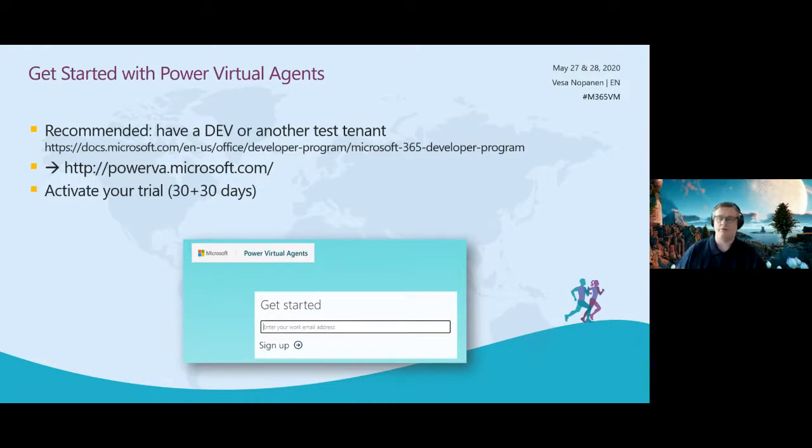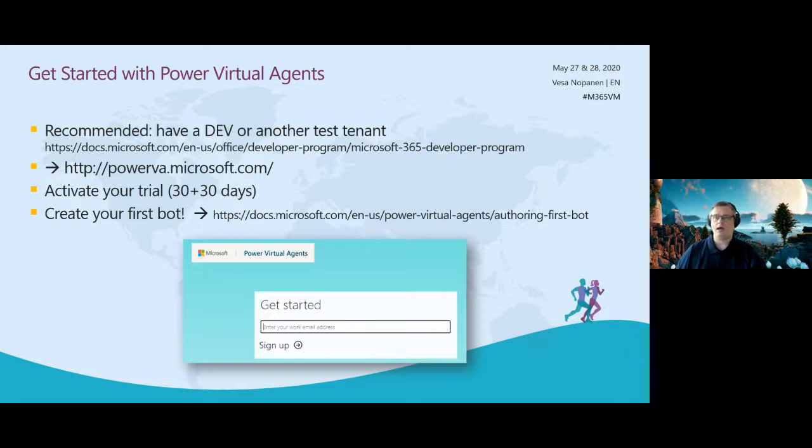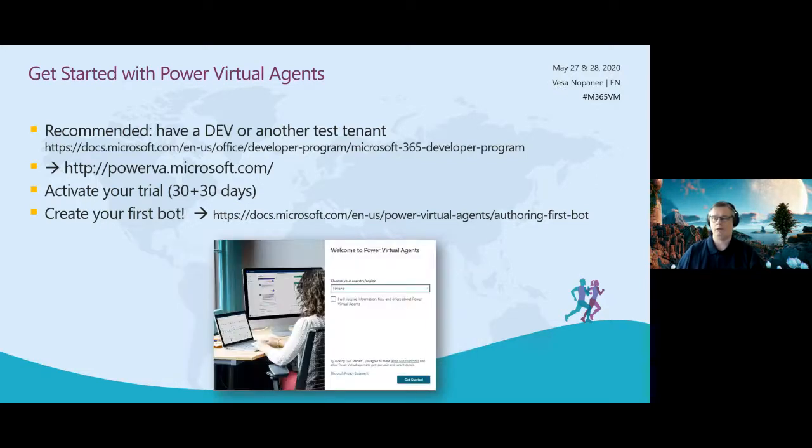Then navigate to powerva.microsoft.com and activate your trial. Just get started by entering your email address related to the tenant. The first trial is 30 days, but you can extend it to another 30 days. And there's a great guide for starting to create your first bot, so you learn about all this I already showed you. And then you get started.